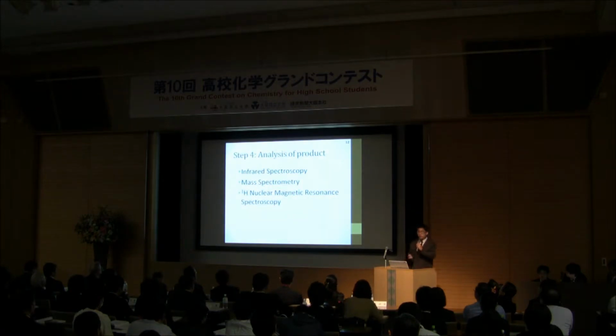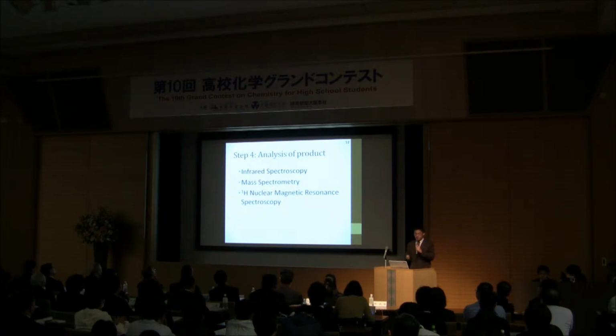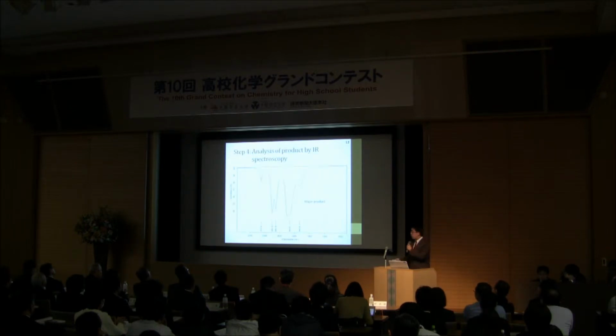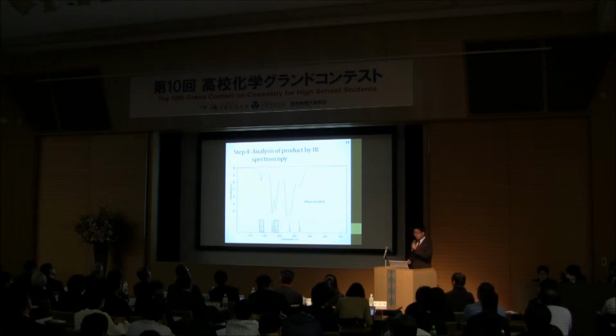So after we obtain this final product, we shall be analyzing it using the following methods: infrared spectroscopy, mass spectrometry, and 1H NMR spectroscopy. First, this is our IR spectrum. Here's how we're representing the results. Please direct your attention to these two peaks over here.